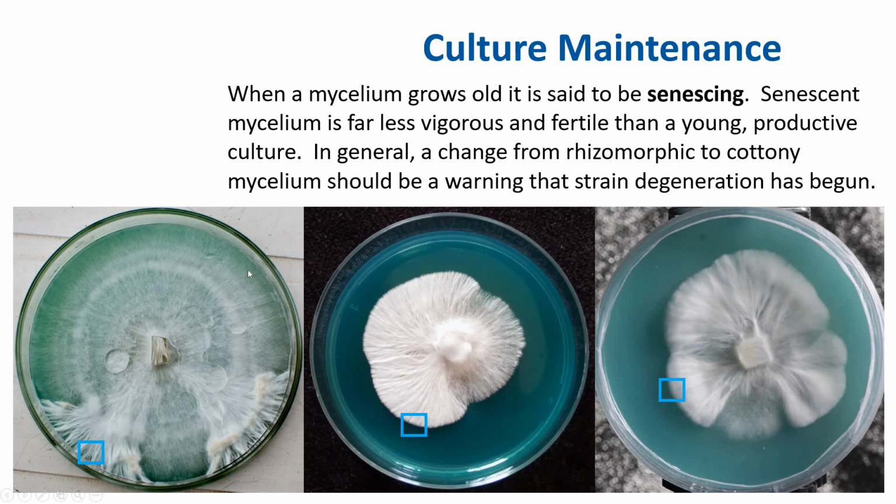This one right here is mostly sectoring now. So if you have to get colony from here, try your best to get a little section from here. This one's beginning to develop some type of senescing, some type of rhizomorphic growth. So you want to go for the section that's much healthier. Same with this one right here, right? You can see the sectoring.